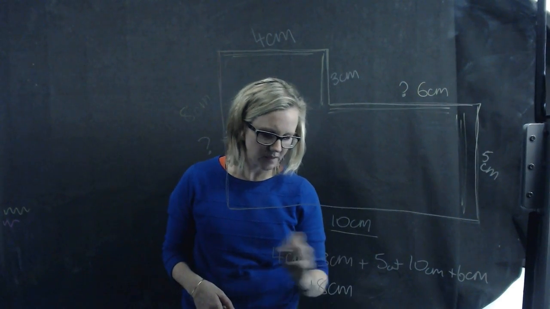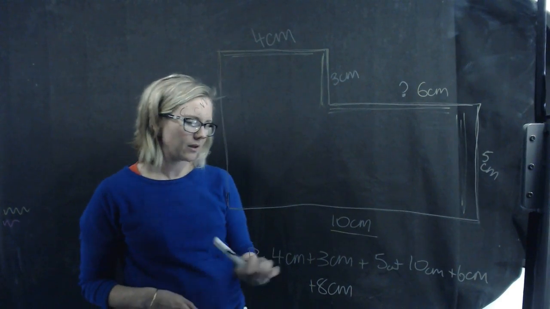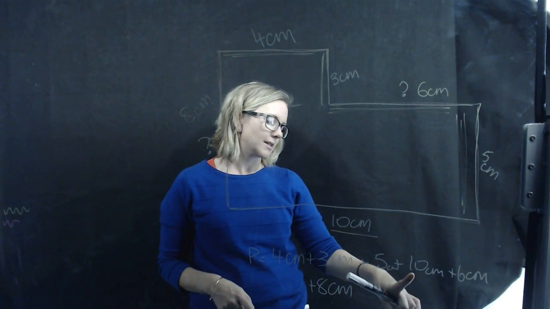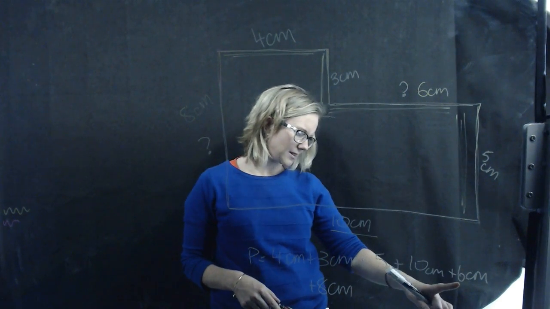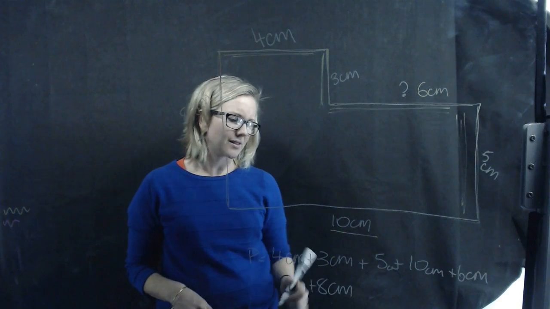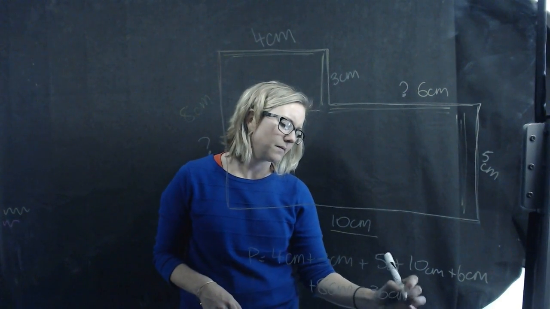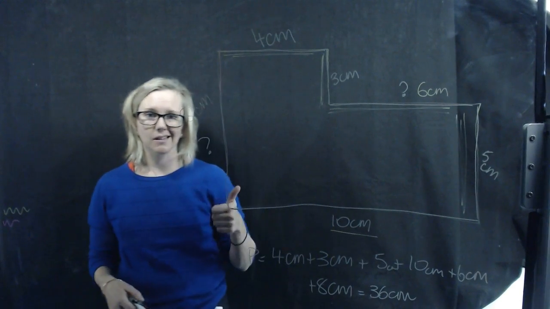Okay, so our perimeter, P for perimeter, 4 plus 3 is 7, plus 5 is 12, plus 10 is 22, plus 6 is 28, plus 8 is 36 centimetres. Okay, got the idea? Should be fine.